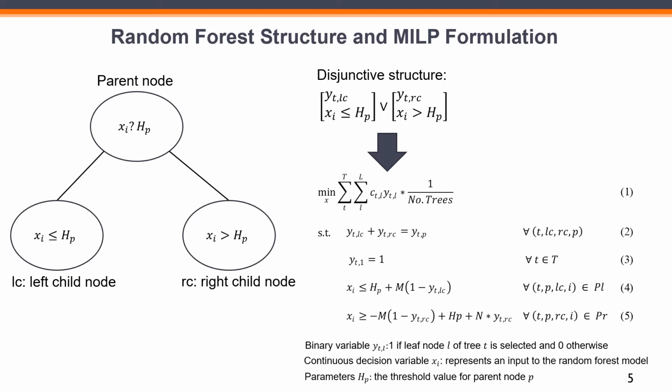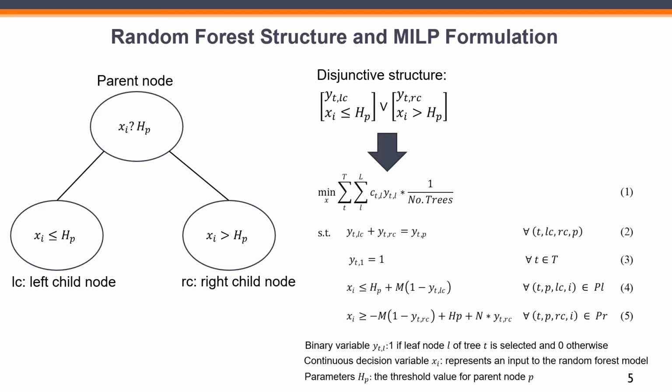This decision branch can be represented by a disjunctive structure, and with big M reformulation yields a mixed integer linear program. The objective is to minimize the output of the random forest model, which is the average value of the final leaf node selected by the model. The model determines the optimal input value X, which determines the minimum objective value.